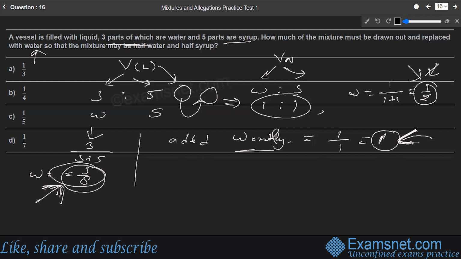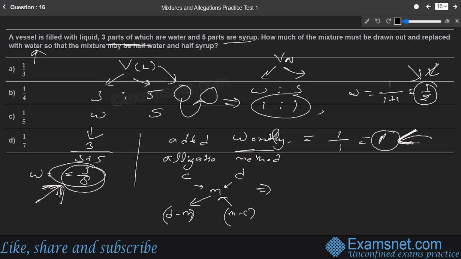And obviously we can use the alligation method that we have been using in all the earlier questions. The alligation method tells us that there is a cheaper quantity, a dearer quantity, and a mean price that can be made. The ratio in which the two should be mixed to give the mean price M is D minus M is to M minus C. So we're going to use the formula and the method for the same situation.